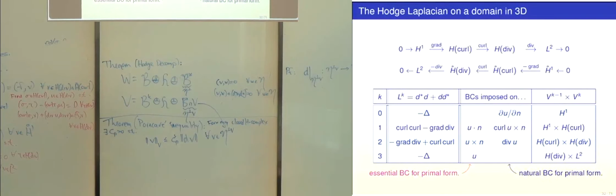And that's not true on a domain that has a hole in it, a tunnel through it. Because then there are the harmonic forms that are orthogonal to both of these, and so you complete it by adding those harmonic forms.